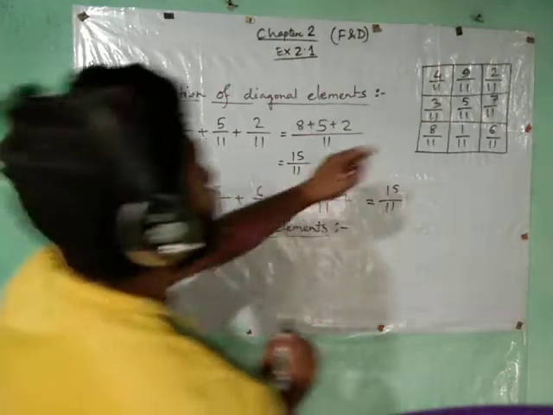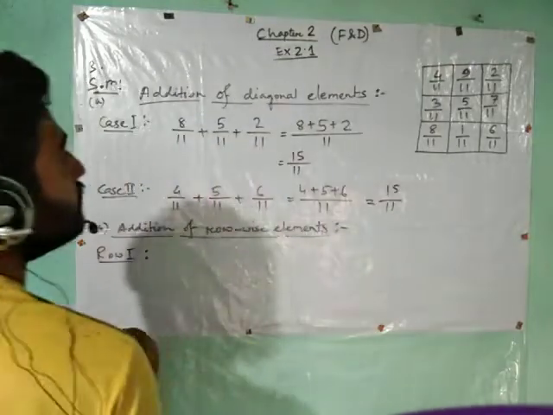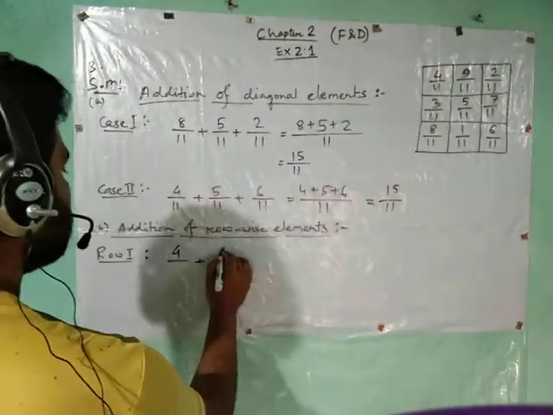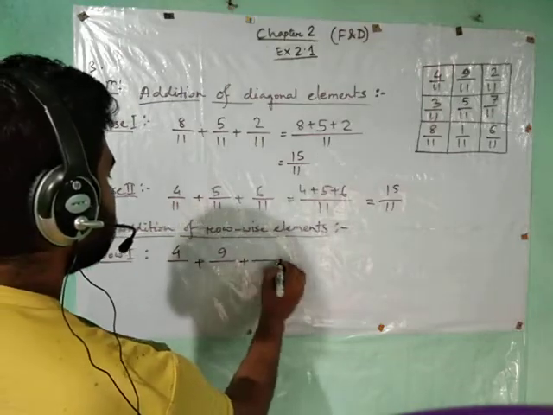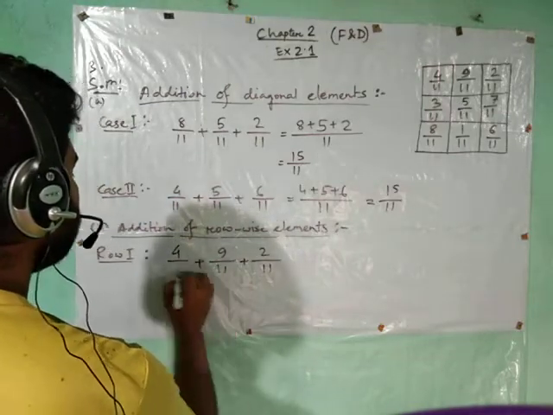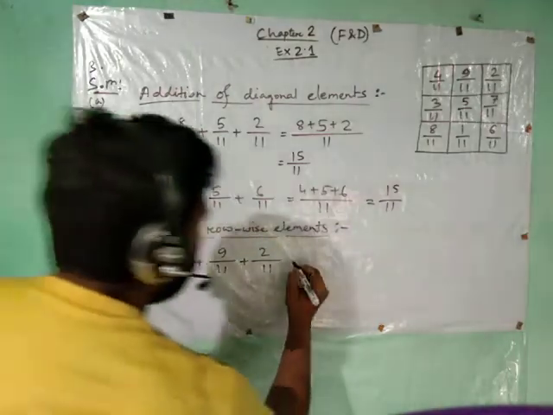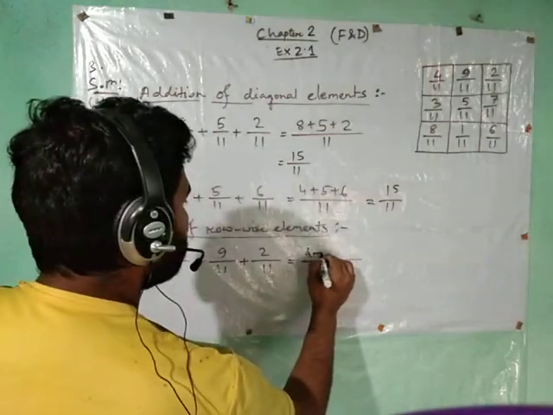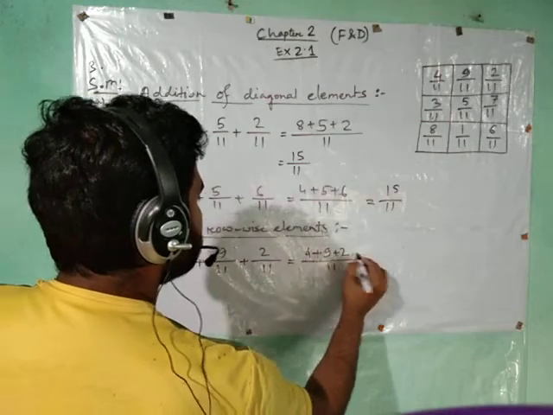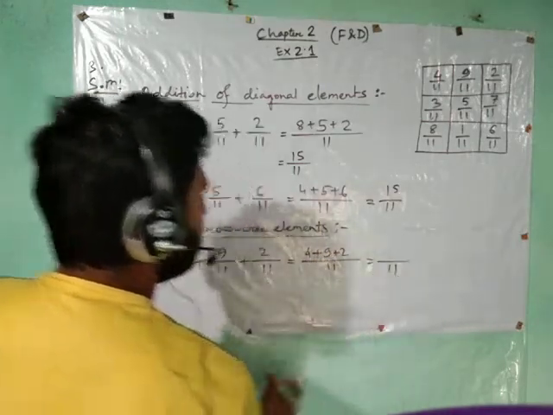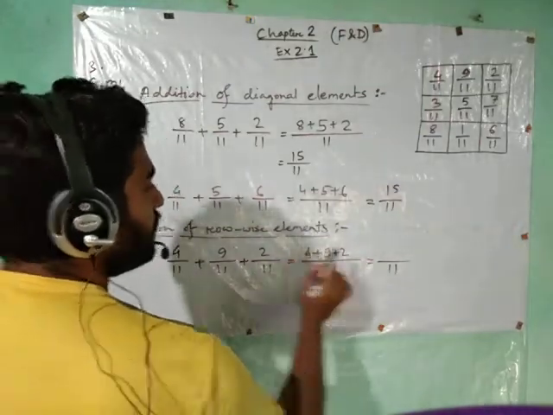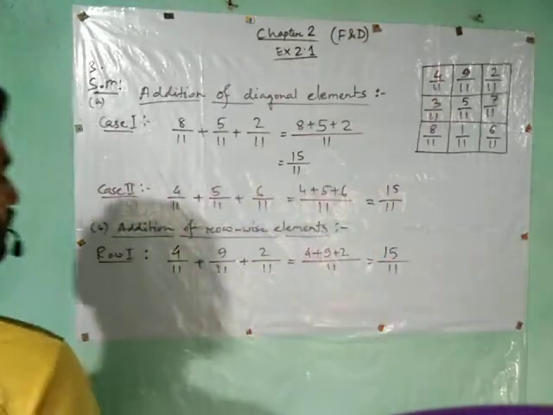So for row 1, what are the elements? 4 by 11, 9 by 11, 2 by 11. The denominators are all 11, right? Now add them all, 11 below, and above it will be 4 plus 9 plus 2. How much will you get from here? 11 below. 9 plus 2, 11, plus 4, 15. Here also you get 15.